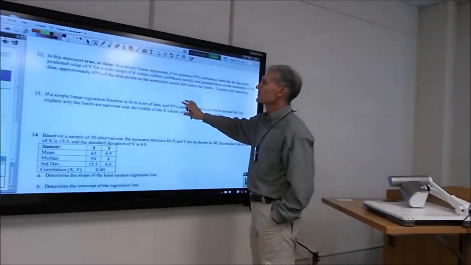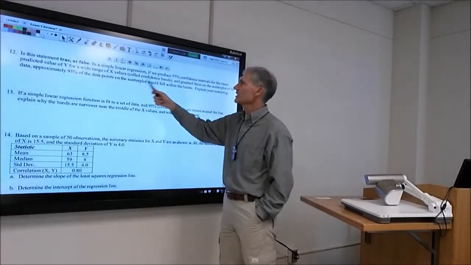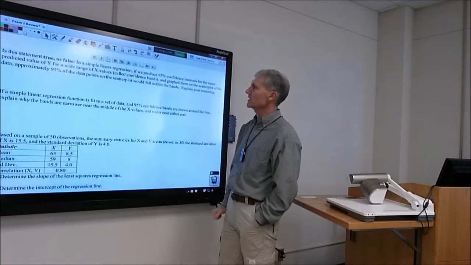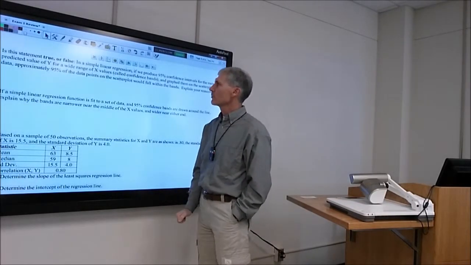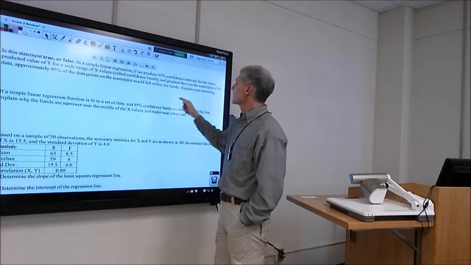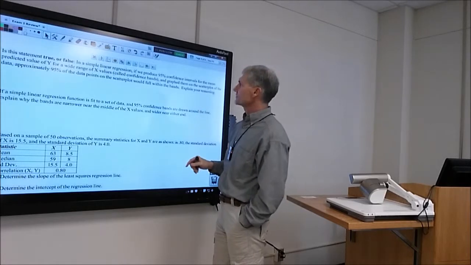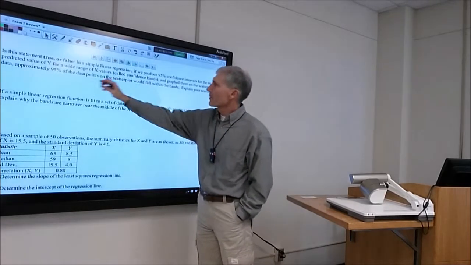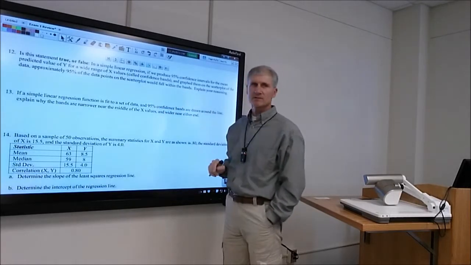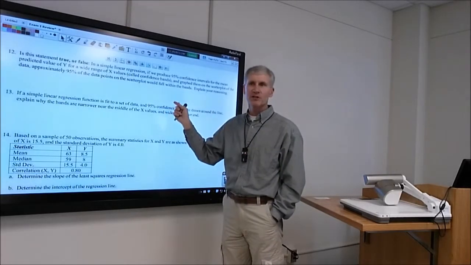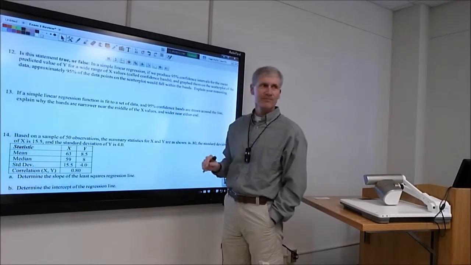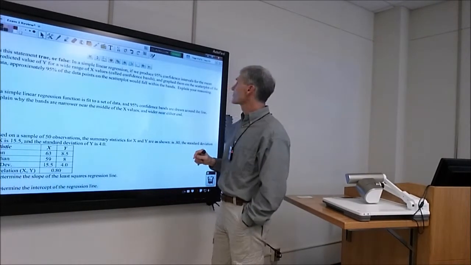So number 12 says, is this statement true or false? In a simple linear regression, if we produce 95% confidence intervals for the mean predicted value of y for a wide range of x's, called confidence bands, and graph them on a scatter plot, approximately 95% of the data points would fall within the bands. Is that the correct interpretation of a confidence interval? Confidence bands? Yeah. It sounds good.